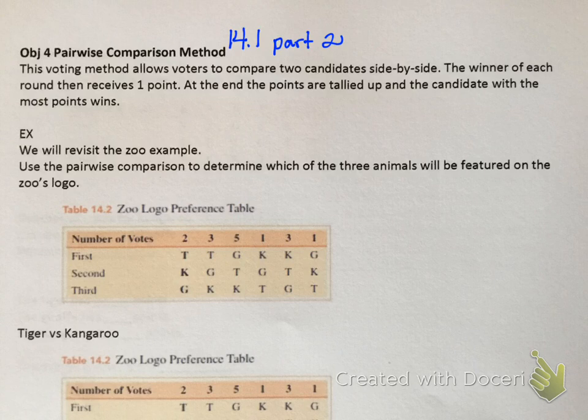This method allows voters to compare two candidates side by side. The winner of each round then receives 1 point. And at the end of each round, you tally up the points, and the candidate with the most points wins.